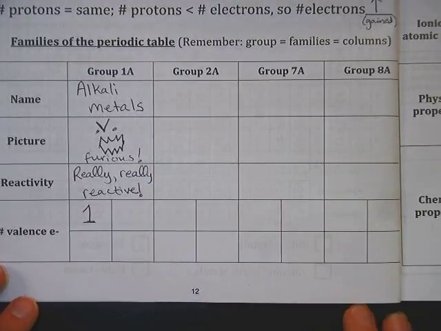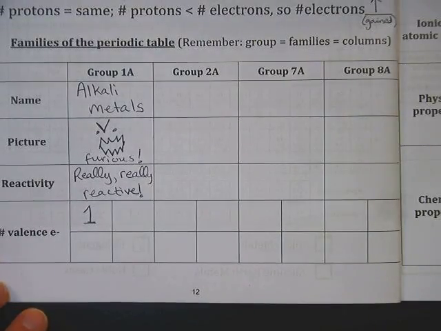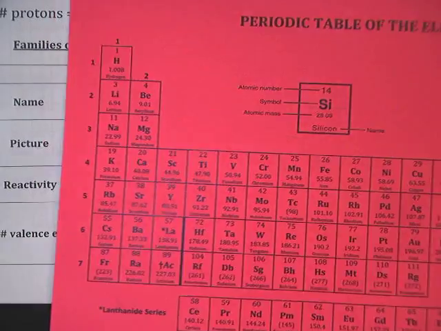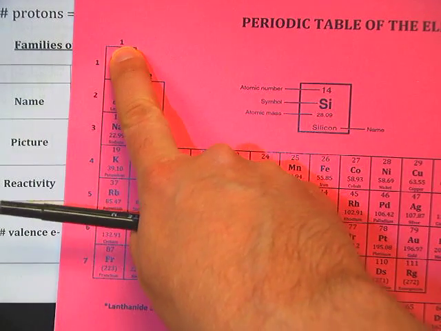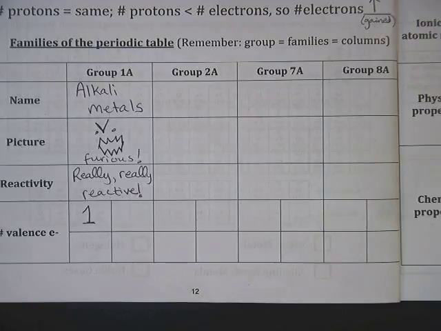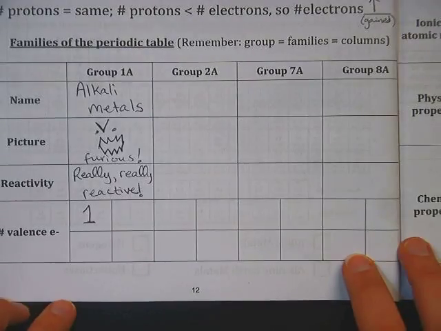Wait, what's the valence electron again? The electrons on the outside of the atom. How do you find that? By looking at the periodic table, whatever column the element's in, the number at the top tells you how many valence electrons there are. Because we're going to draw something in the other 3.